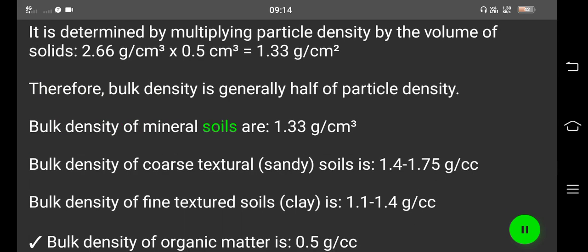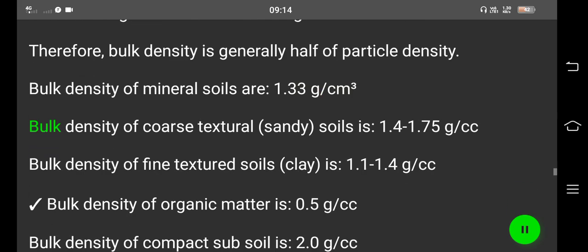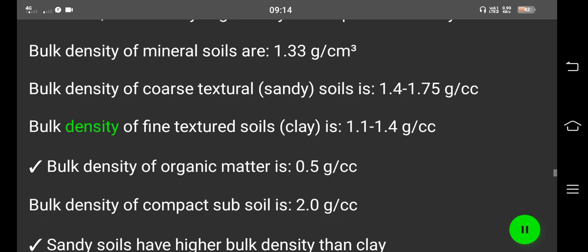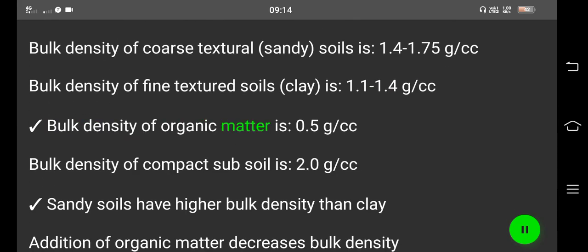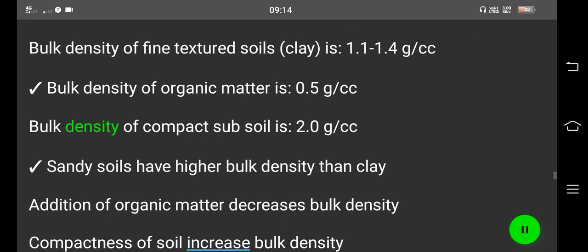Bulk density of mineral soils is 1.33 grams per cc. Bulk density of coarse textured, sandy soils is 1.4-1.75 grams per cc. Bulk density of fine textured soils, clay, is 1.1-1.4 grams per cc. Bulk density of organic matter is 0.5 grams per cc. Bulk density of compact subsoil is 2.0 grams per cc.